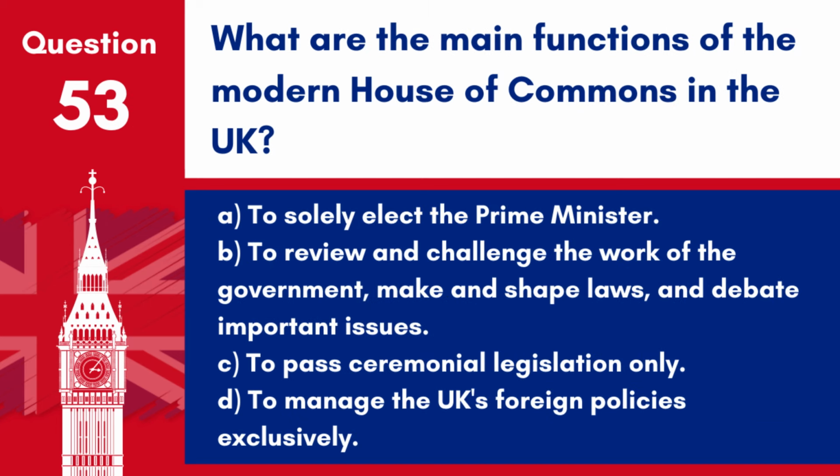Question 53. What are the main functions of the modern House of Commons in the UK? A. To solely elect the Prime Minister. B. To review and challenge the work of the government, make and shape laws, and debate important issues. C. To pass ceremonial legislation only. D. To manage the UK's foreign policies exclusively.